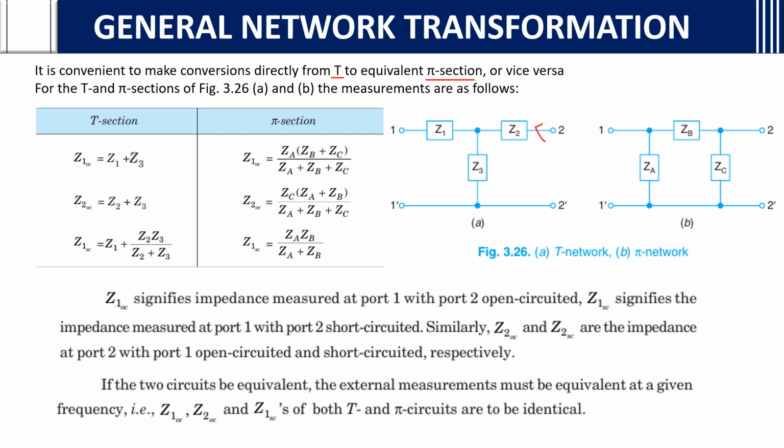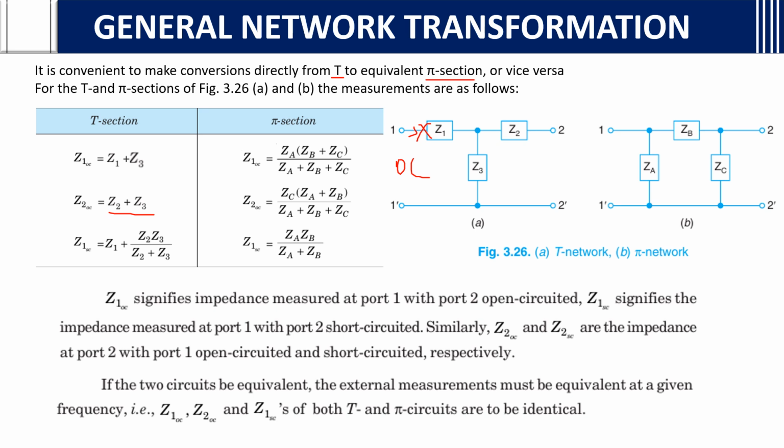Z2 OC. How will you get Z2 OC? By keeping Z1 open circuit. If Z1 is open circuit, what happens? There will be no current flow in this direction. So Z2 plus Z3. This will form a series connection. So you will get Z2 plus Z3.